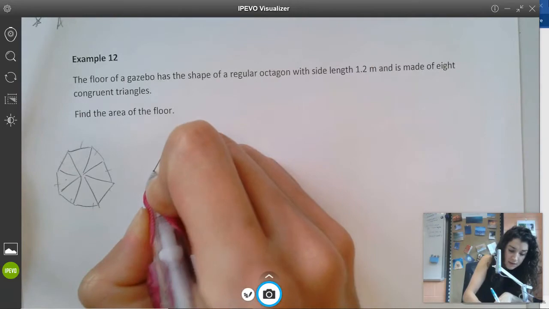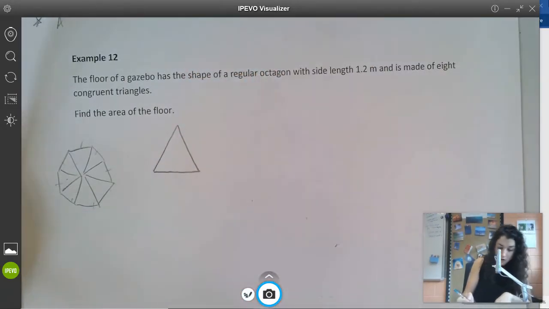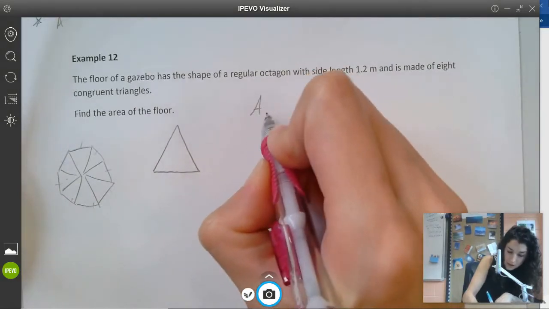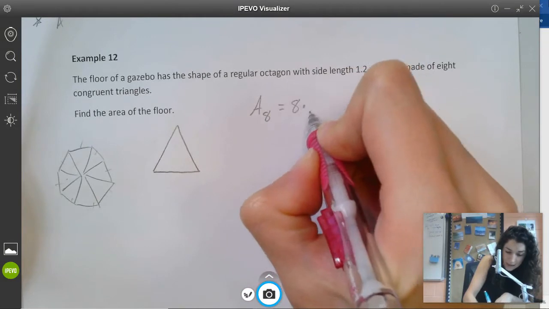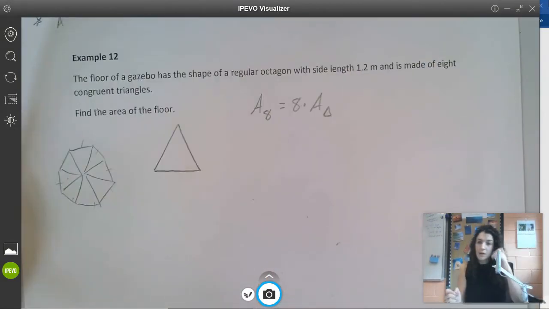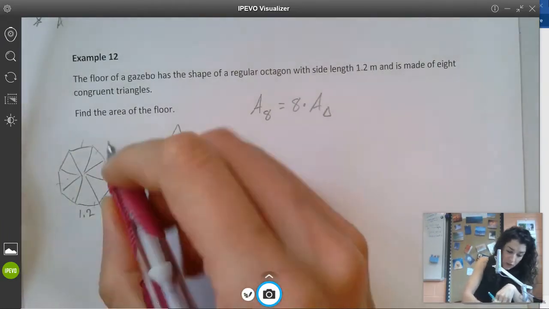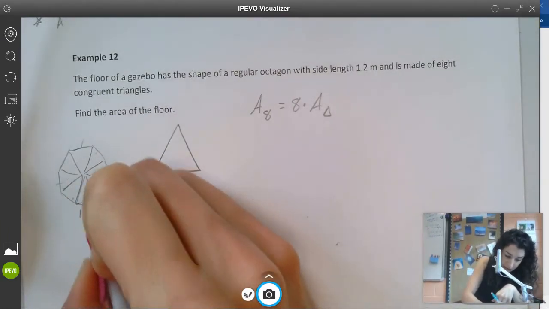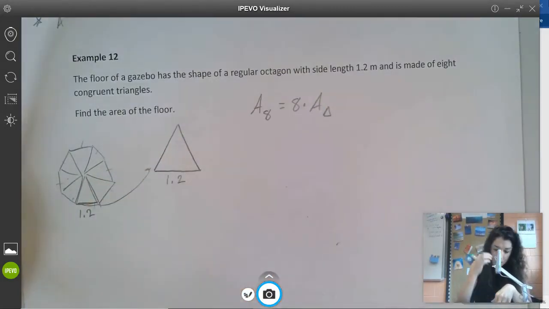That unlocks the problem. The area of the octagon is equal to 8 times the area of the triangle. If I find the area of one triangle, then I can just multiply by 8 and find the area of the floor. It tells me that the side lengths are 1.2, which means that they are all 1.2, so if this is the triangle that I moved up here, this side is 1.2.